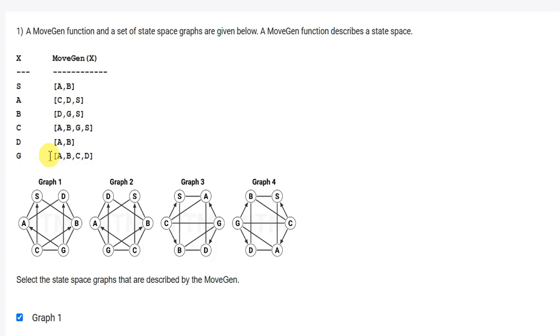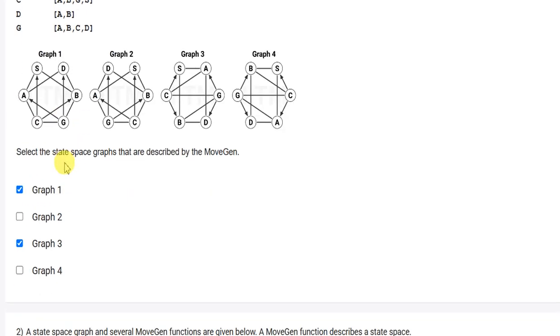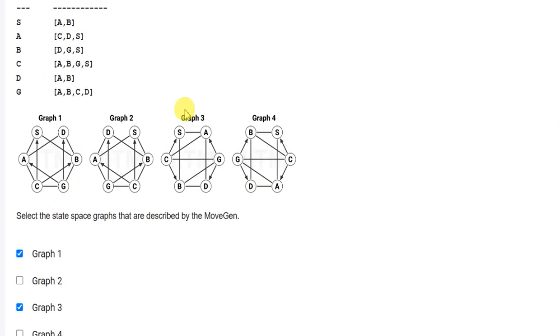Then we search D. D's open nodes are A and B. Lastly we search G. For G it is A, B, C and D. Now here this is a unidirectional line, and this is a bidirectional line. Where there is no arrow, it is bidirectional. If there is one arrow, it is unidirectional. So graph 1 and graph 3 will resemble this.